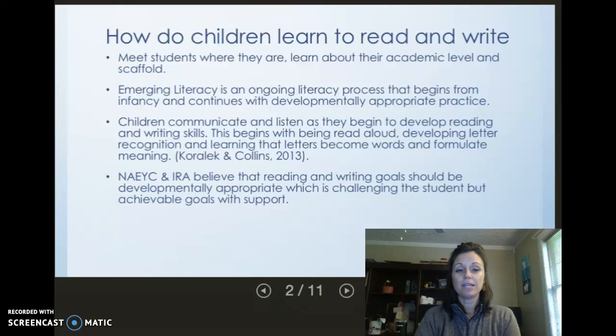Students then learn to identify names and letters of the alphabet and then work through sounding out the word and constructing the meaning with the word. The National Association for the Education of Young Children and the International Reading Association believe that reading and writing goals should be developmentally appropriate, which is challenging but achievable with support. This allows students to scaffold their learning abilities to become successful readers and writers and to build a lifelong love for learning.